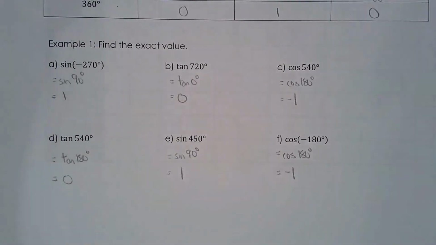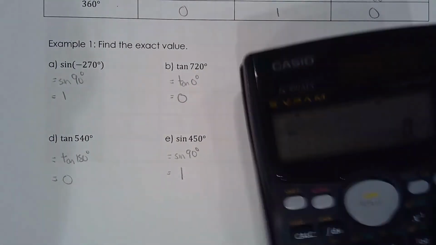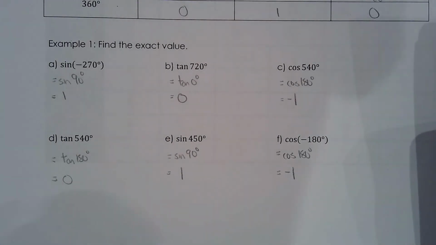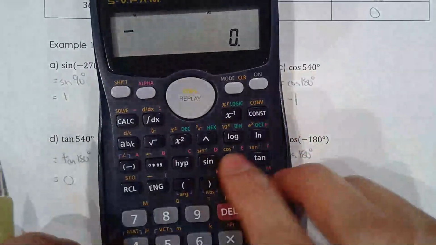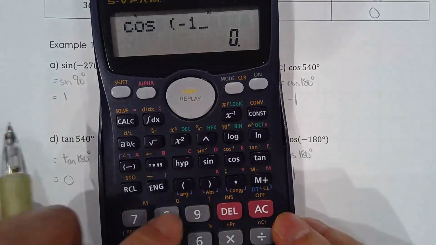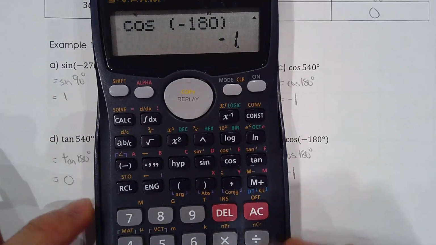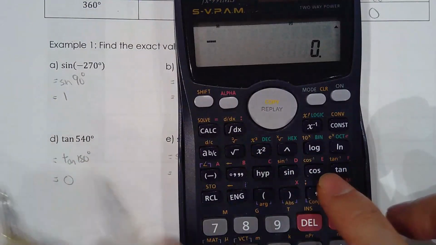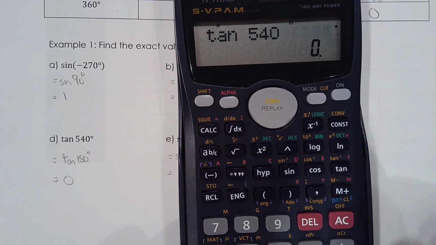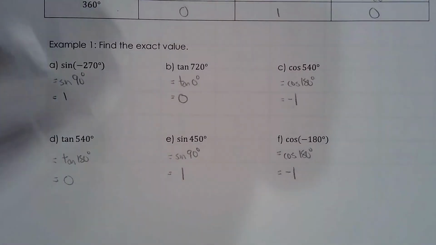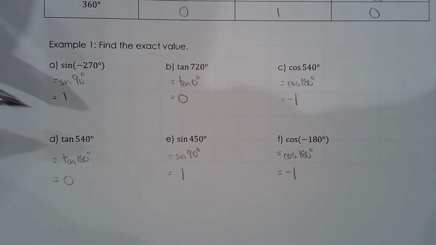Okay, and you know what? If you have a calculator, you can check any of these. So, let's say cosine -180. Hey, what do you know? Let's do one more. Tan 540. Perfect. So refer to the unit circle if you're ever in doubt for finding the exact value of quadrantal angles.